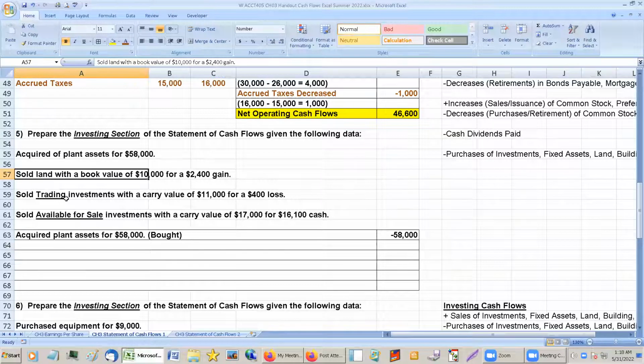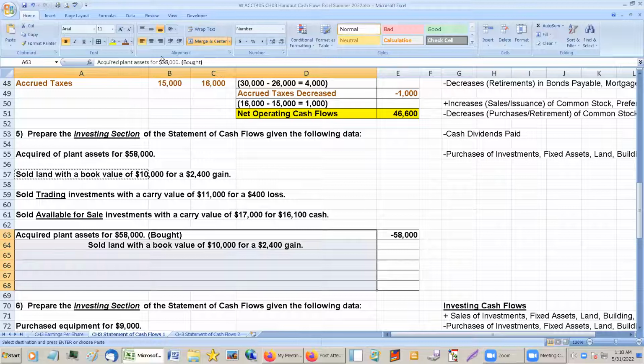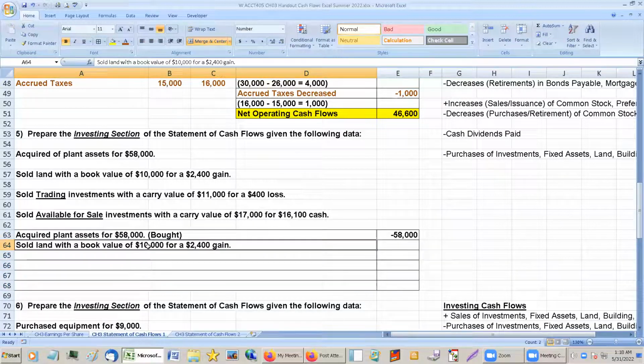Sold land with a book value of 10,000 for a $2,400 gain. Second here. Okay, well, if it had a value of 10,000 and we have a $2,400 gain, so that would be $12,400 cash, so that'll be a plus.